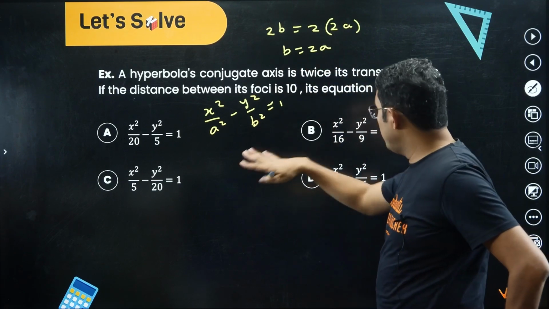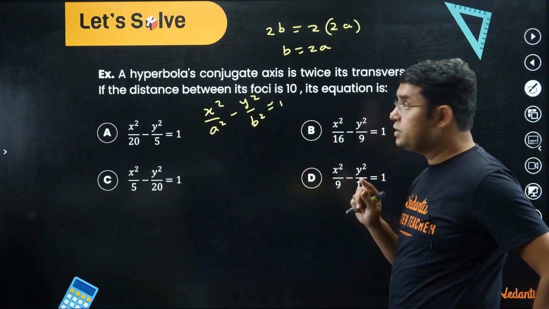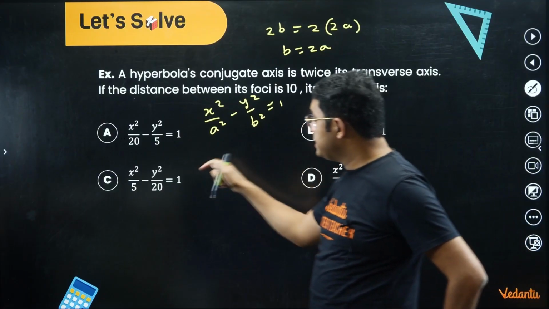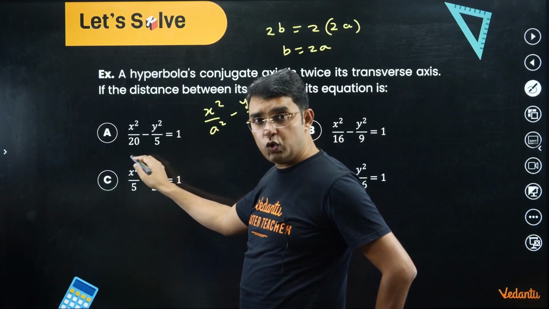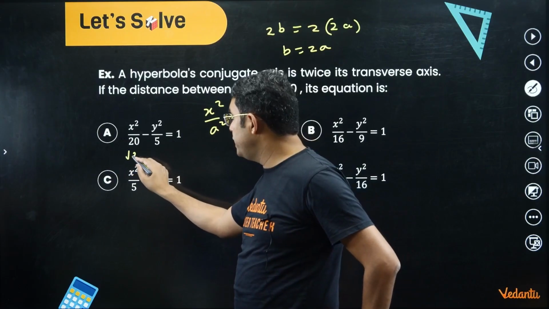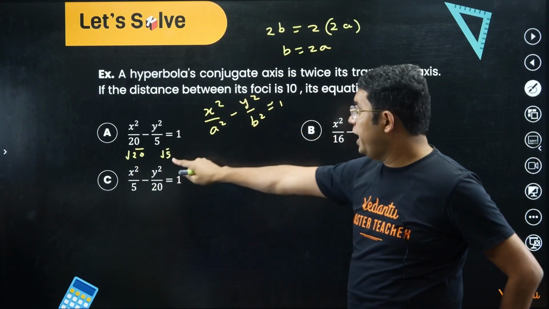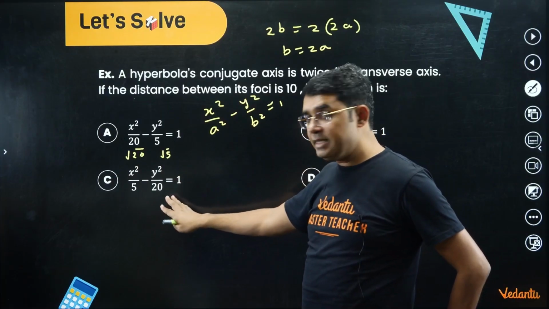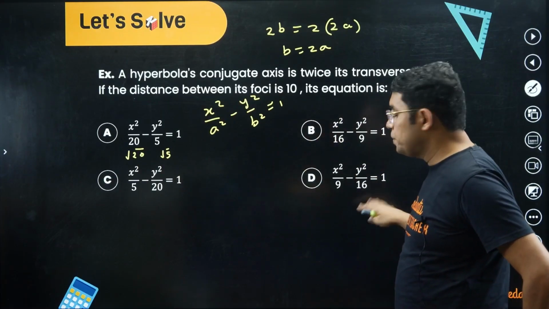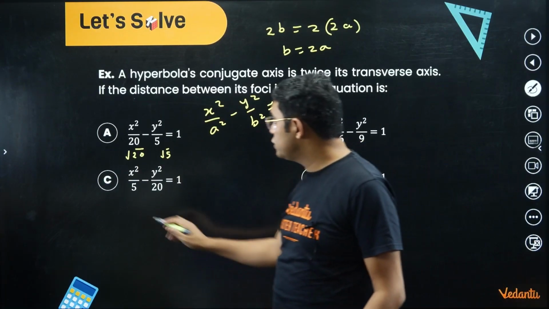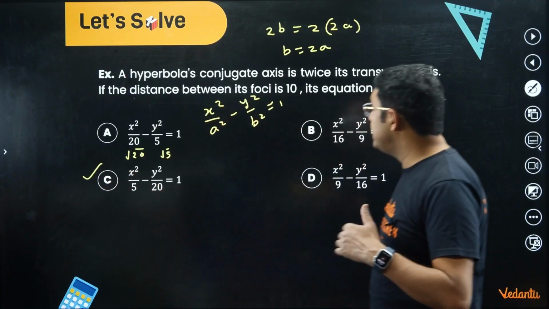By the way, you can check all the options and see in which options we are getting b equal to 2a. In this case, your a is root 20, and b is root 5. So it is opposite actually. Your a is 2 times root b. I think in this case it is matching. In other options it is not matching at all. So the answer should be C only, but let's completely solve it.